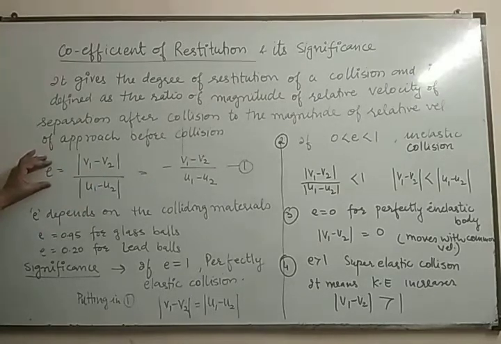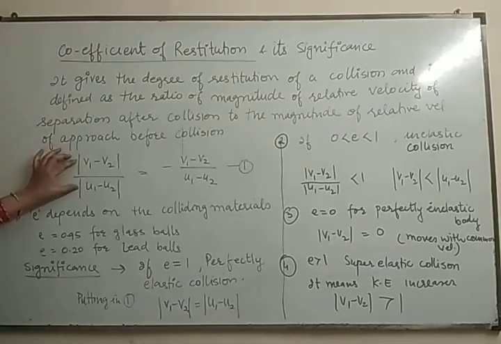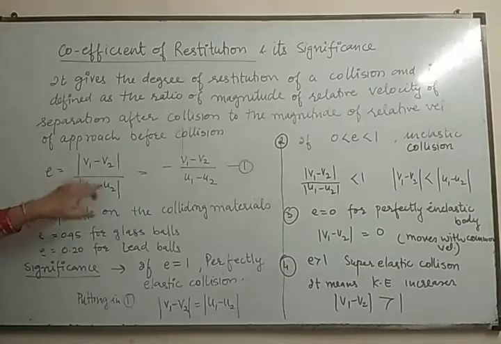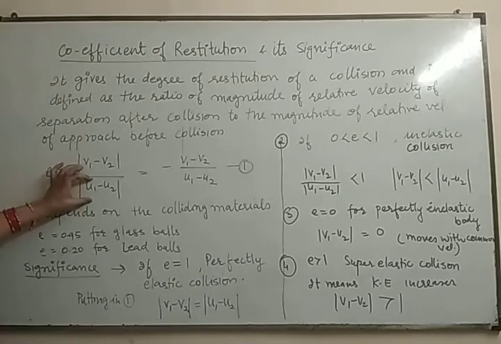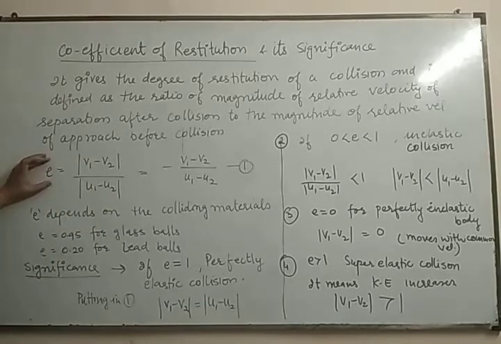So what is the coefficient of restitution? The coefficient of restitution is the ratio of velocity of separation to the velocity of approach, or you can say the velocities after collision and the velocities before collision. This ratio is equal to the coefficient of restitution, and it gives us the degree of the restitution, the degree of the collision, which kind of collision this is.